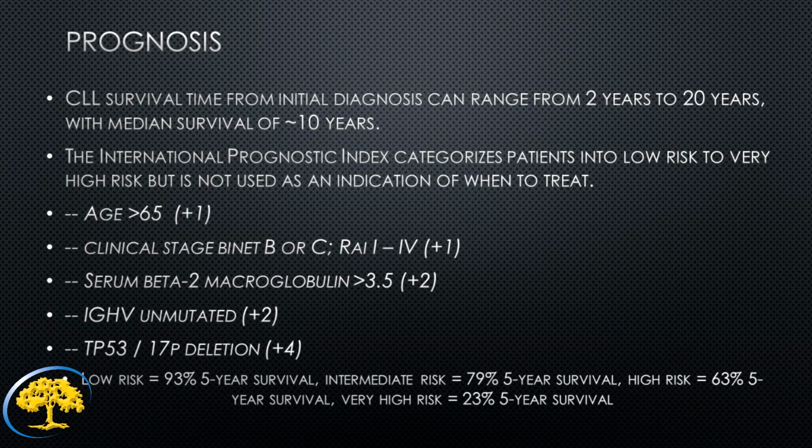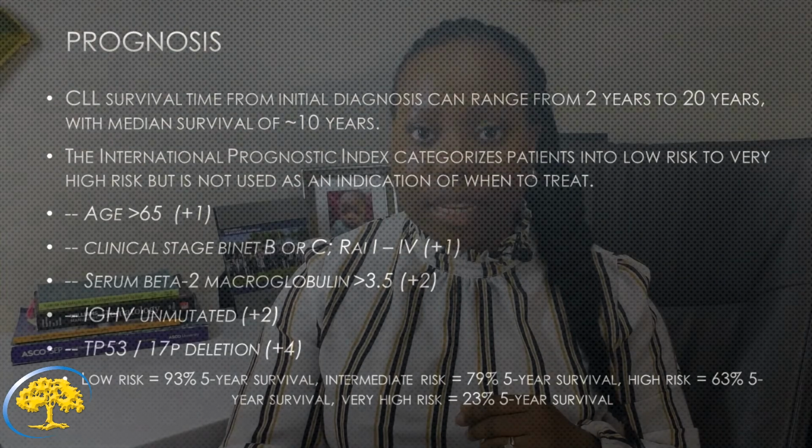And if you are very high risk, meaning you have that TP53, IGHV mutation, unmutated, you're very high risk, and unfortunately that 5-year survival goes down to about 23%.